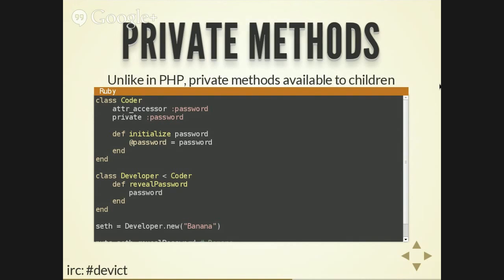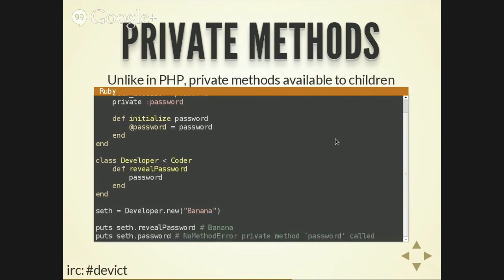Now, I made the getter and the setter private, so how am I going to get a password to begin with? Well, in this implementation, I accepted it in my constructor, initialize. So I have developer, which is a coder, and in this case, I don't have a method called password. I have a method called reveal password, and it returns password. So a child class is taking something that was private and making it public, effectively. So here I have developer.new, and the password is banana, with a capital B. Got to have a different case.